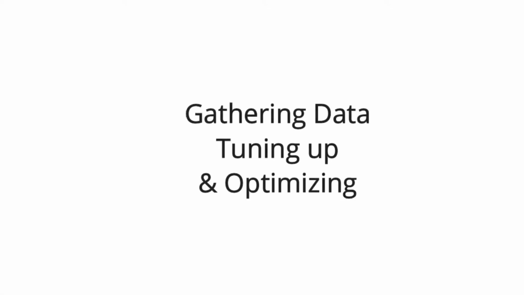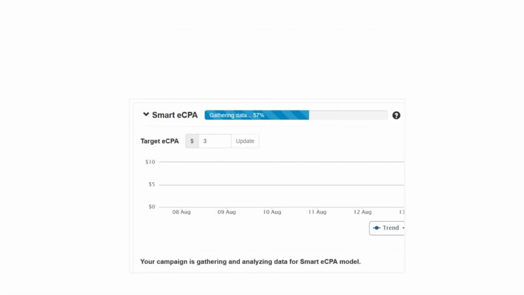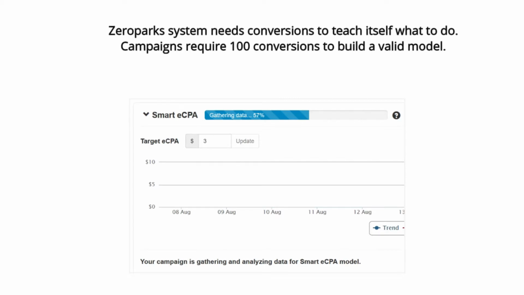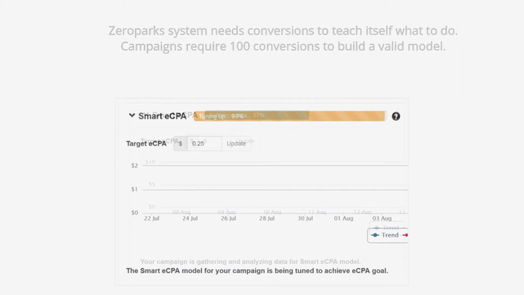Alright, so how does it work? After approval, the Smart eCPA campaign goes through 3 stages: gathering data, tuning up, and optimizing. So first, gathering data, just like a media buyer, Zeropark Systems needs conversions to teach itself what to do. That's why Smart eCPA campaigns require around 100 conversions to build a valid model. And during the gathering data stage, only the basic optimization is performed.